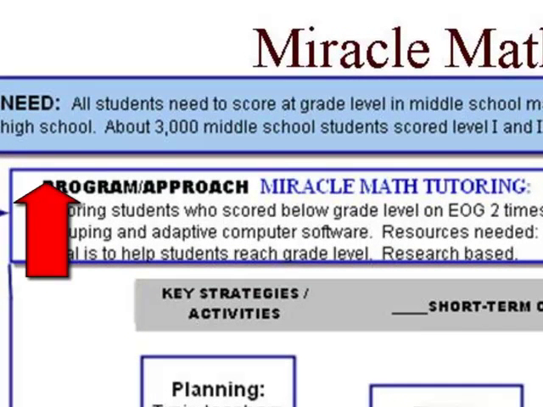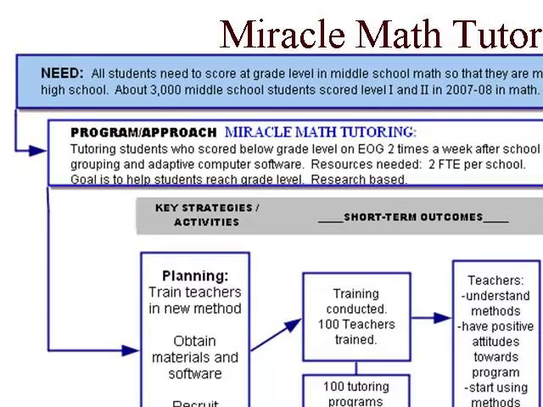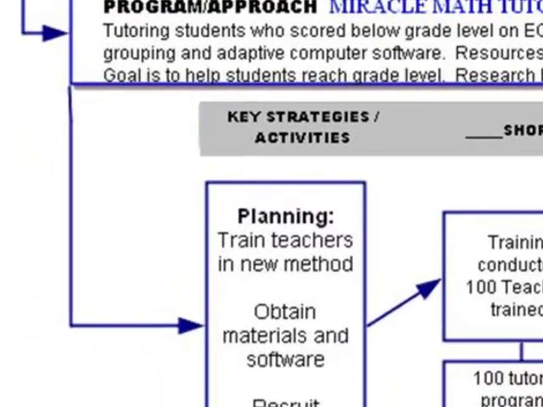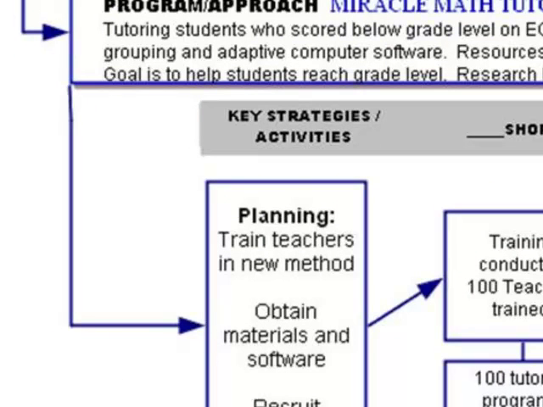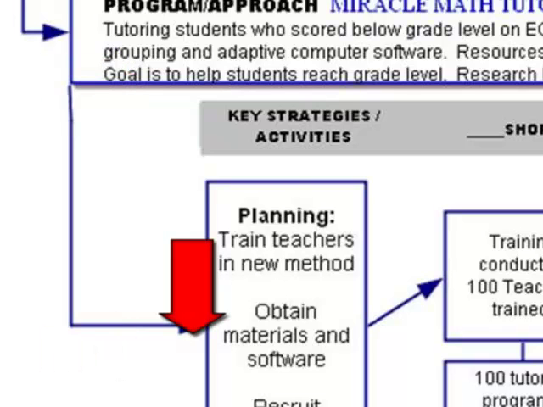The next box has a brief description of the target group and tutoring program. In the first column, under the box shaded gray, the key strategies or activities are specified. There are two key strategies included: planning and providing tutoring. The arrow from planning to tutoring shows the order necessary for these events.